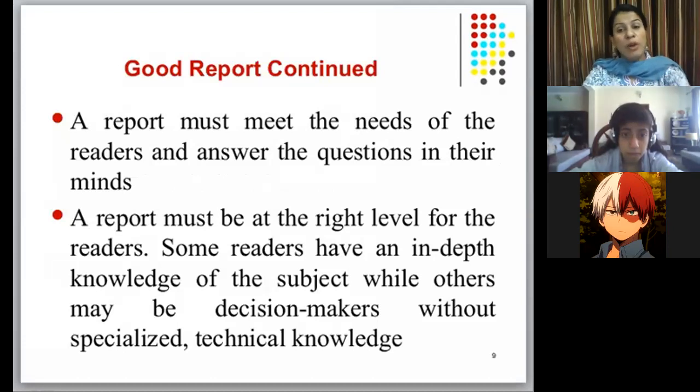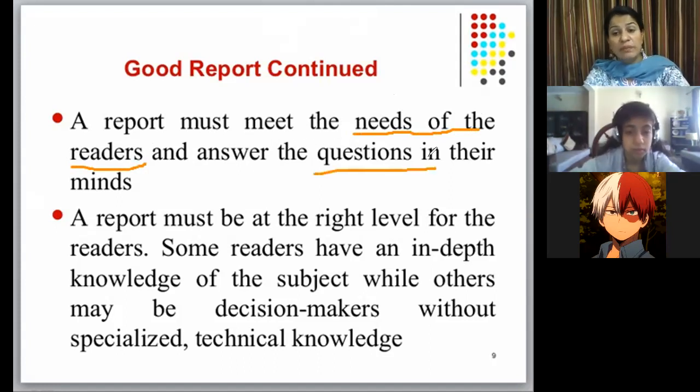Okay. A report must meet the needs of the readers and answer the questions in their mind. Okay. Now, needs of the reader. This is very important. Oh, wait, let me take a nice color. Okay. The report must meet the needs of the reader. Obviously, what will be the needs of the reader? The questions that will be there in the minds of the reader regarding that particular event should be answered by the report. The report must be at the right level of the readers.